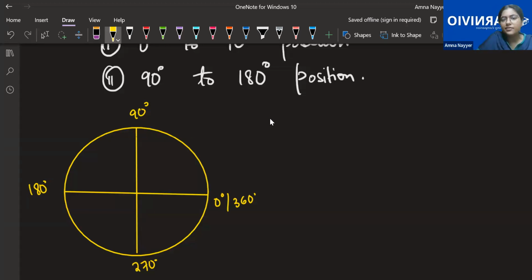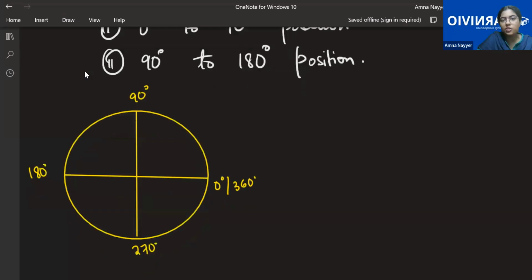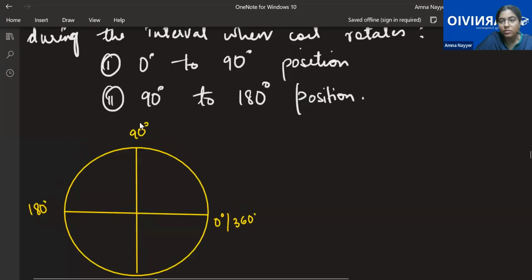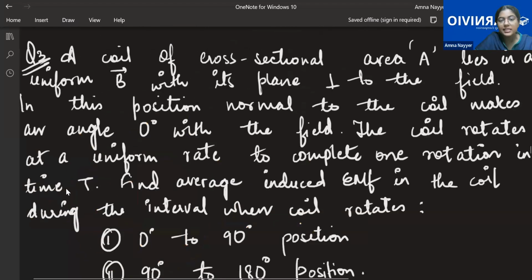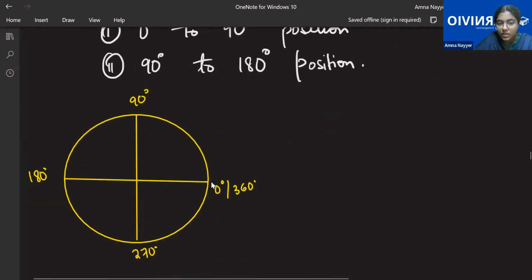Right now, the area is given as A and the magnetic field is B. EMF is change in flux by time, so you just need to get the time. In the first part, the coil goes from 0 degree to 90 degree. The total time for one rotation, starting from 0 and coming back to 0, is T.